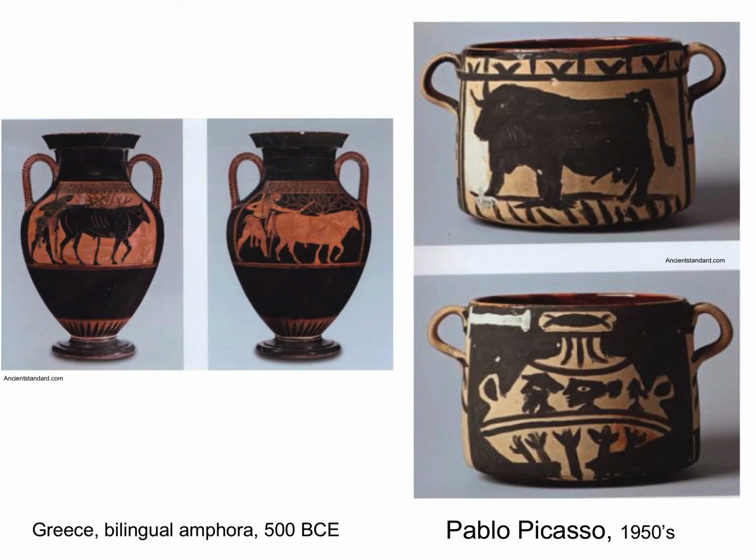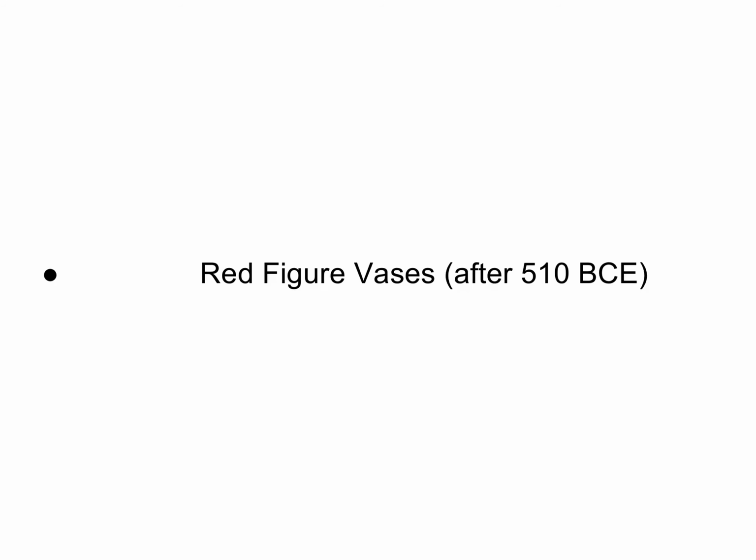And this has been quite influential in the development of pottery surfaces, and you see an example of that by Pablo Picasso, where he uses both black figure and then red figure together on the same work.